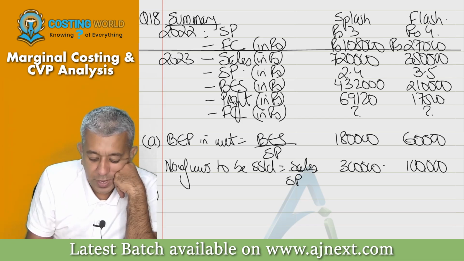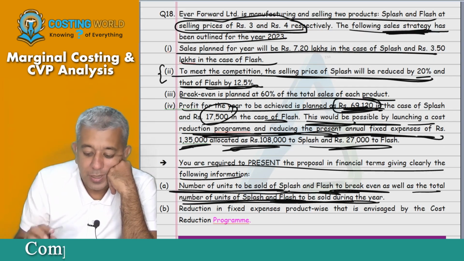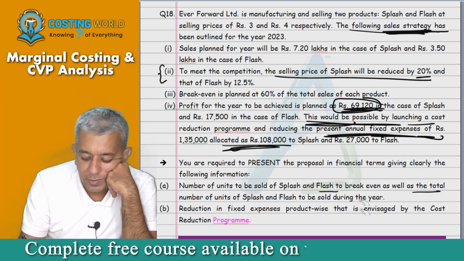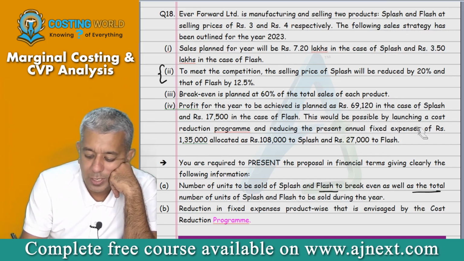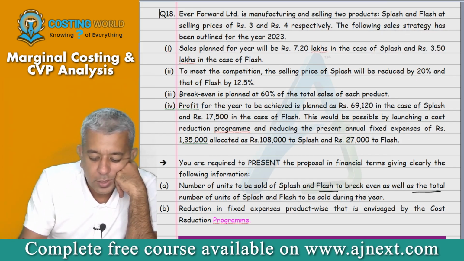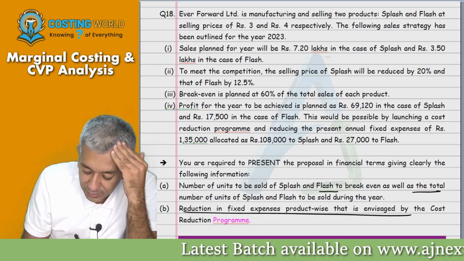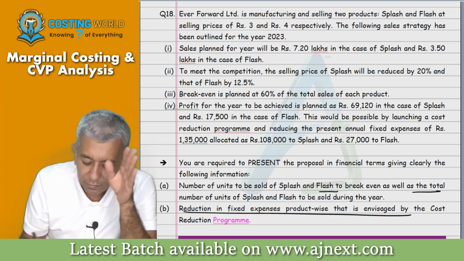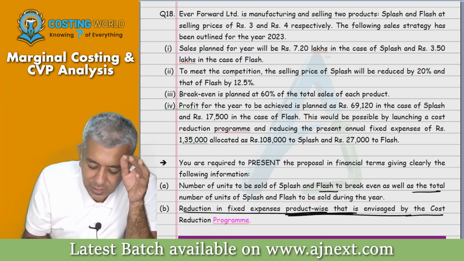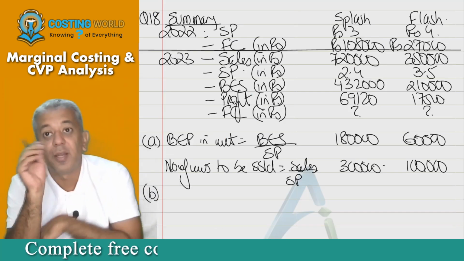Now, I am just explaining what is required in part B, and nothing you all require from the question. I have given you all the summary of the entire question, so nothing is now required from the question itself. I am just trying to tell you part B. Reduction in fixed expenses product wise means separately for Flash, separately for Splash, that is envisaged by the cost reduction program.